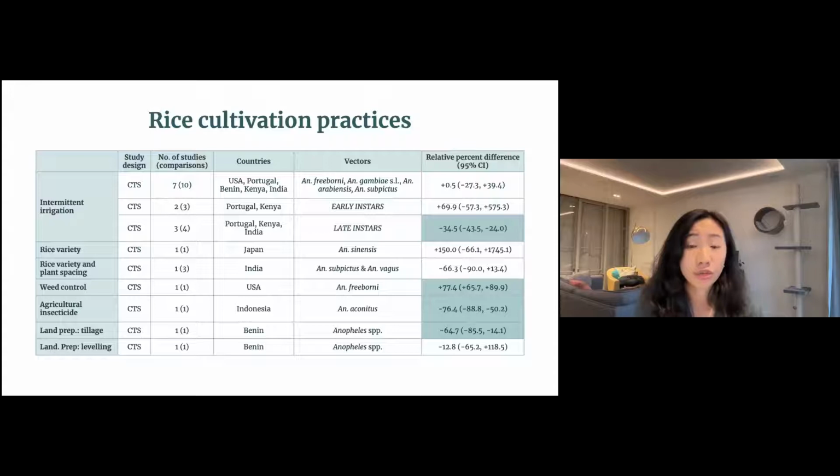Intermittent irrigation did not significantly affect rice yield either and reduced water use by around 15%, which is good news for our agronomist collaborators. And in terms of rice variety and plant spacing, neither affected anopheline larval densities, but herbiciding was associated with increased larval numbers. Pesticiding was associated with reduced Anopheles aconitus in Indonesia. And as for land preparation, although leveling had no effect on the larval numbers, plots that were minimally tilled, as opposed to deep tillage, were associated with around 65% reductions.